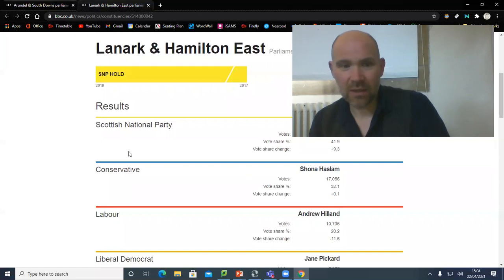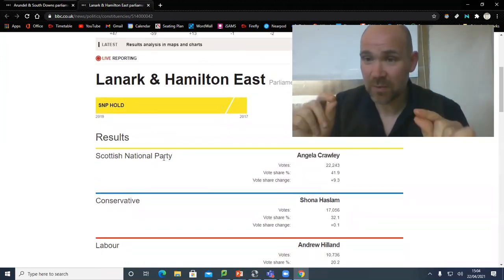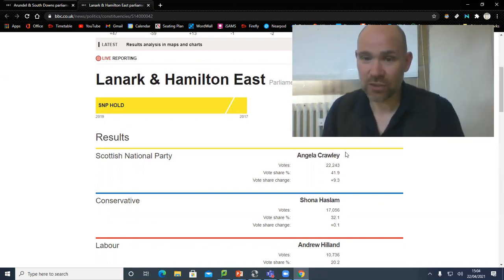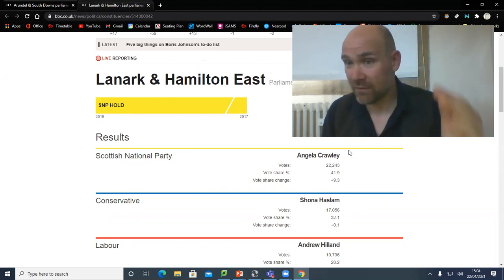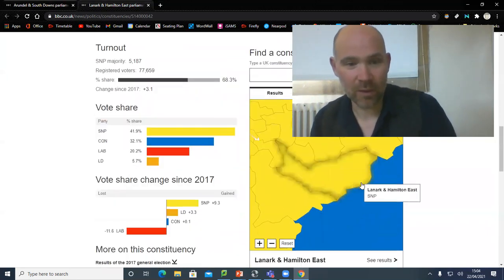Now, what's interesting here is if you add the Conservative to the Labour vote, 32 plus 20, you get to 52% of the vote. So the Conservatives and Labour together, even without the Liberal Democrats, have got more votes than the SNP. But because first past the post is a plurality system, the SNP won. Angela Crawley won because she has more than everyone else.